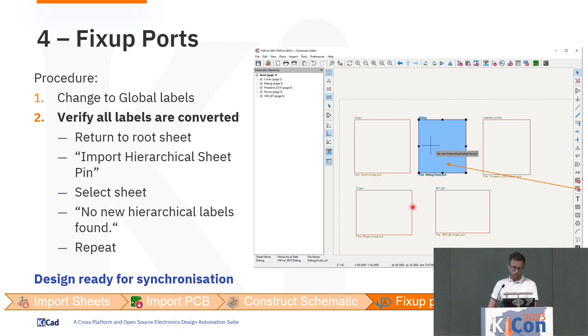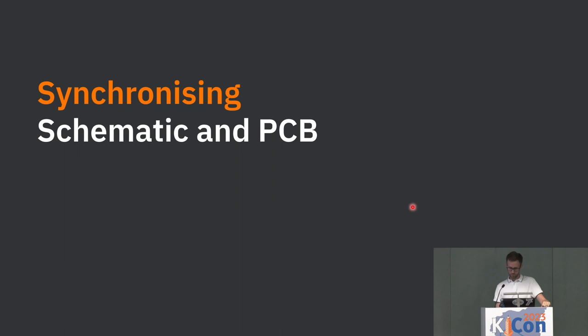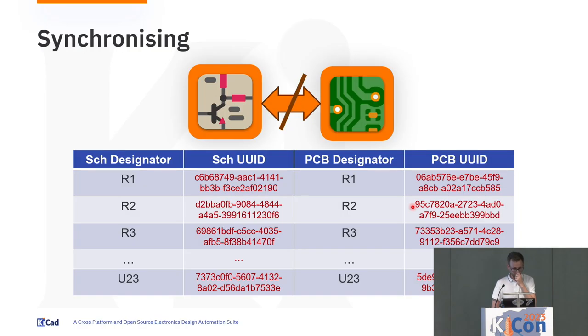So that was quite long for the Altium import process, since we don't support the project import yet. But now we're at the same stage as with this kind of project import. So now we're ready to synchronize our schematic and our PCB. So how does that work? So at the moment, what we have is we've imported a schematic, we've imported a PCB.